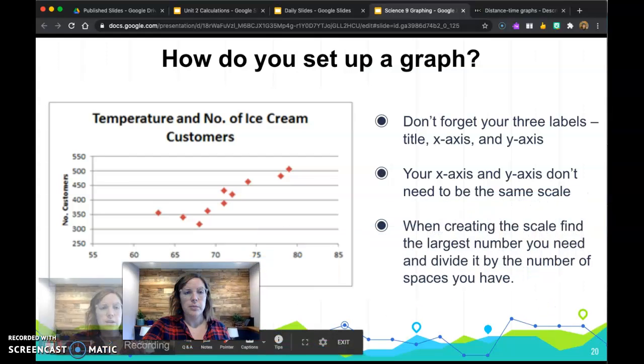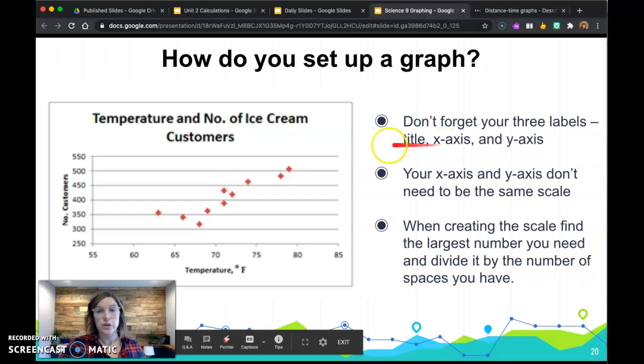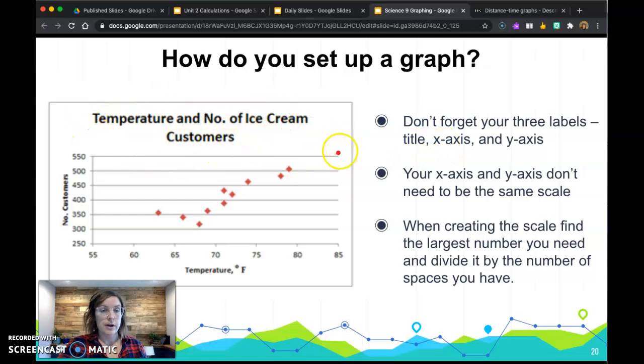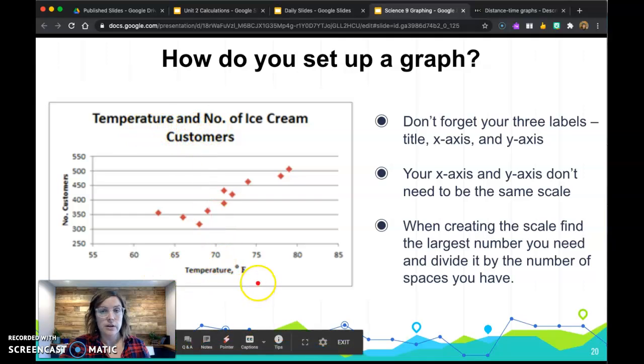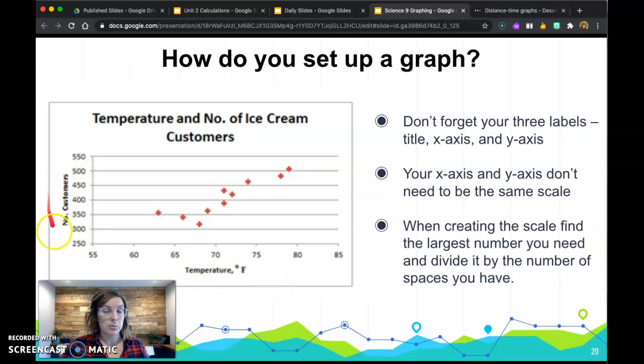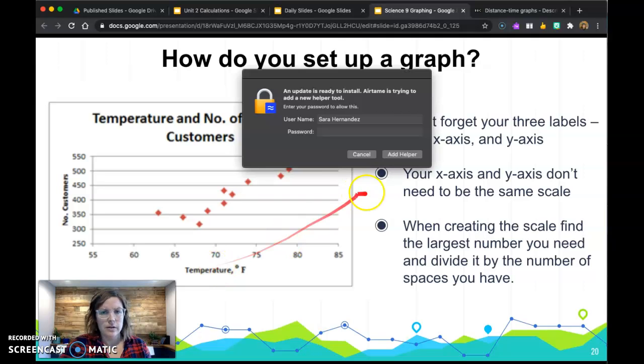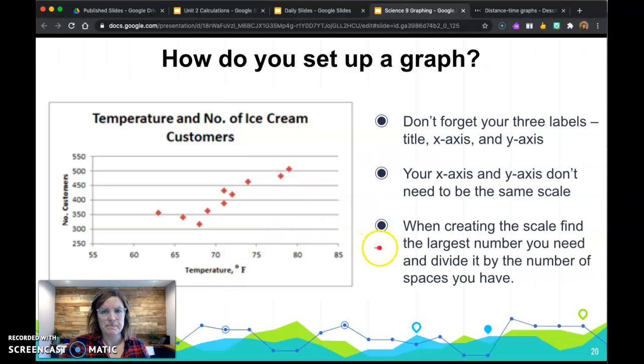All right, so how do you set up a graph? Well, first, don't forget your labels, right? You have your title, which usually isn't anything fancy. In this case, it's just kind of repeating what your variables are. So your independent variable is temperature. The dependent is number of customers. And you don't have to have the same scale, obviously, for your independent and dependent, right? In this case, that wouldn't make sense.